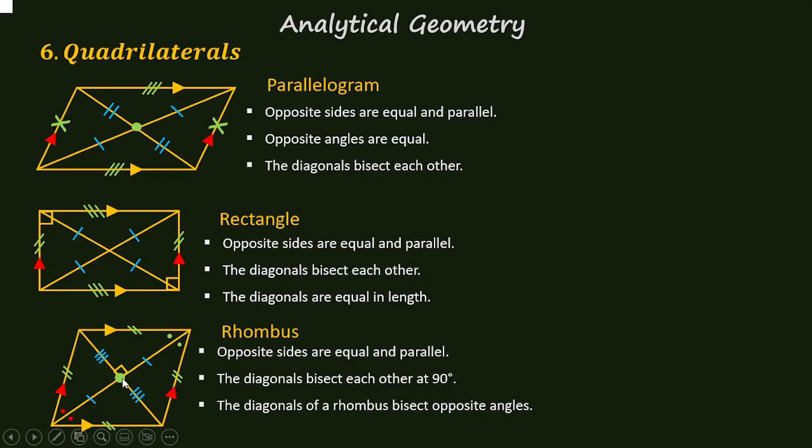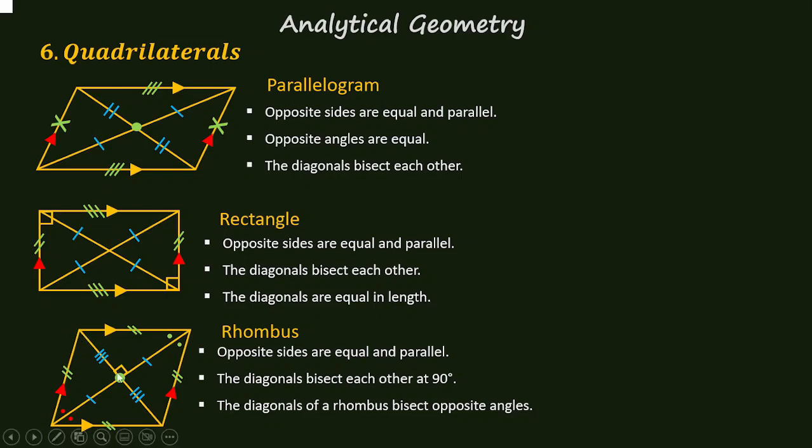So this diagonal here, it bisects this angle. So if originally this angle was 50, we draw this diagonal here, this will be 25 degrees and that will be 25 degrees. Similarly, it bisects this angle. So if this angle was 50 degrees, it would be 25, 25. So the diagonals of a rhombus bisect the opposite angles.